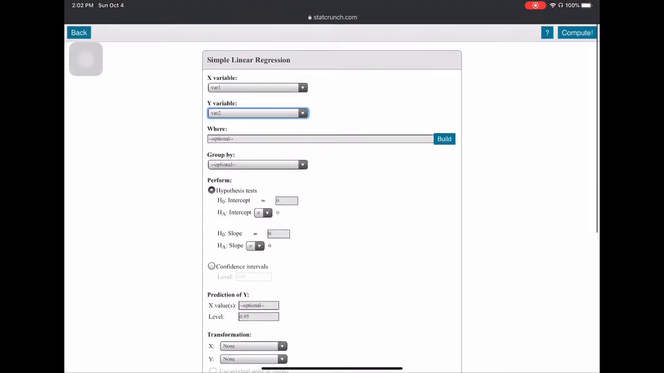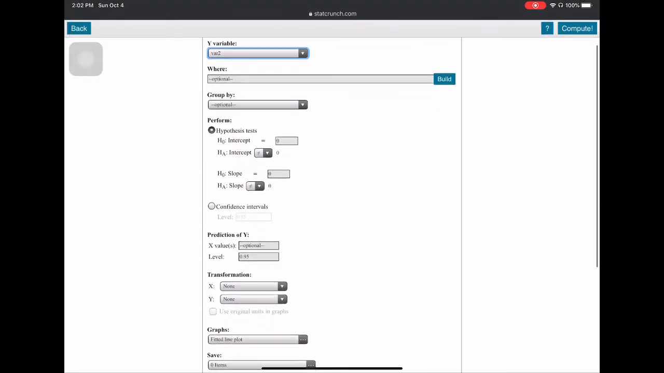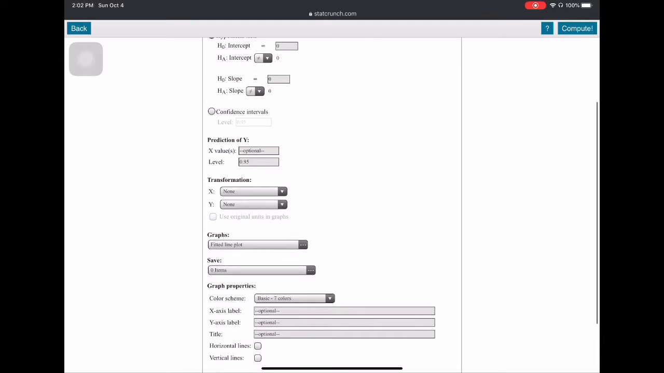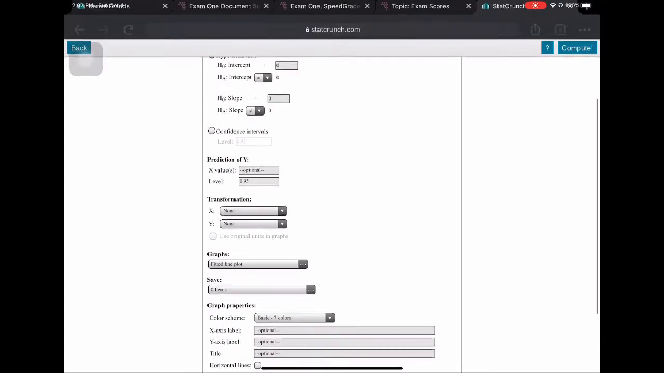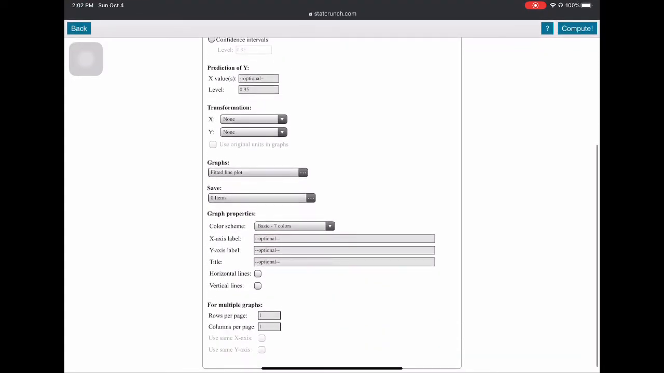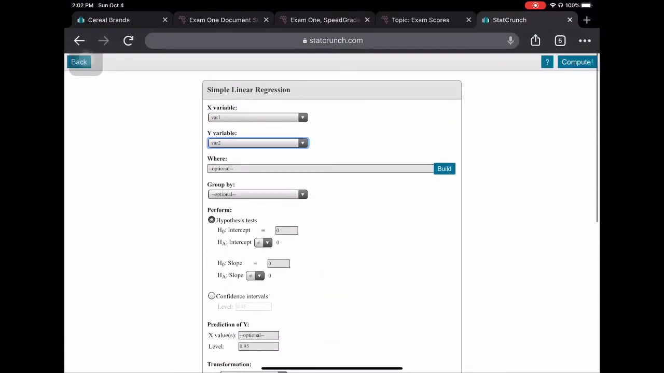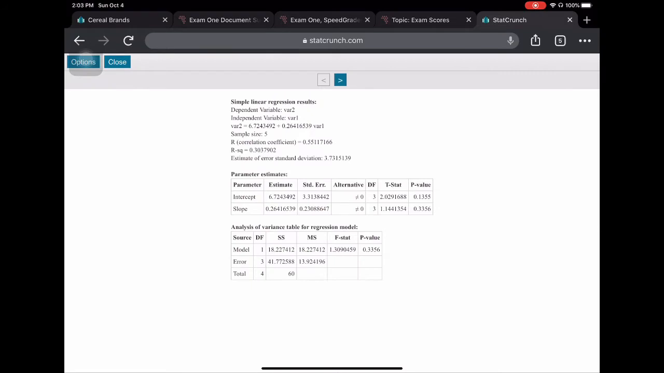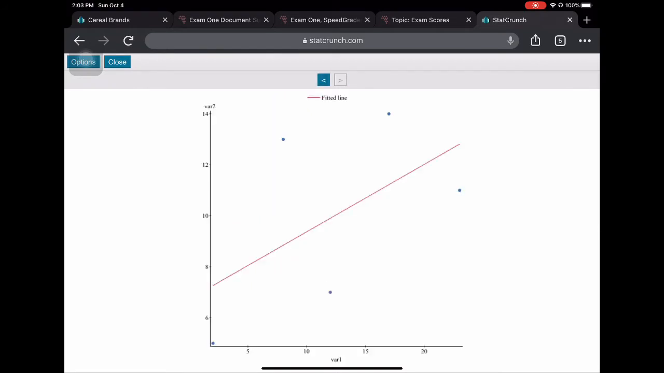There's a couple of options whether you want to run hypothesis tests or confidence intervals. If you want to make predictions, you can do that in the middle of the screen. Different properties, whether we want different types of graphs. I'm going to go ahead and click compute. And I'm given this table of data, which is on your mod guide. And I'm also given this graph, which is the graph that we looked at on the previous page. But notice that the line looks a little bit different than we had before.